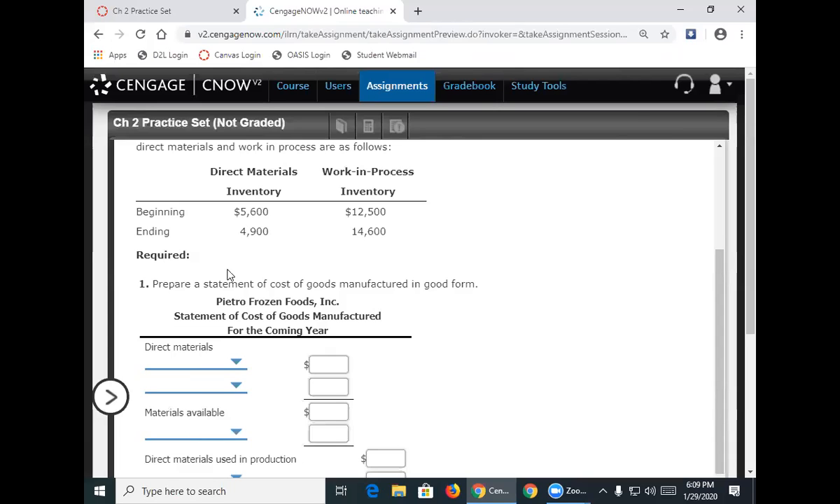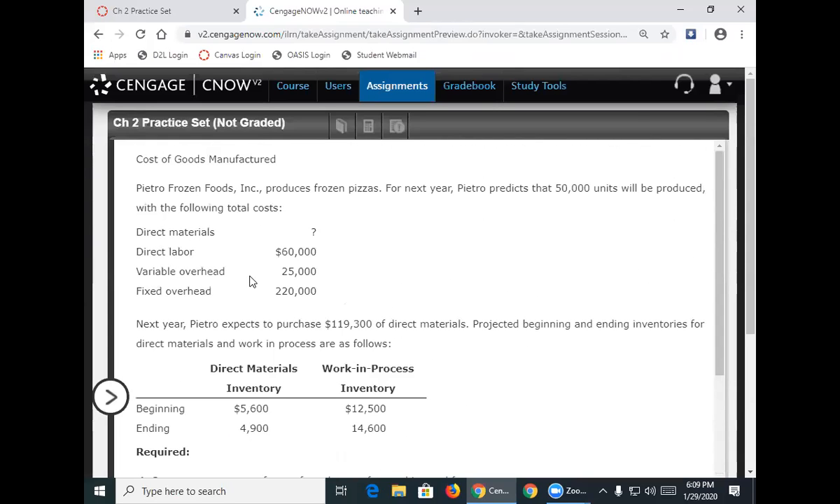So I like to put in the knowns. So what did they tell me? They told me we expect to purchase $119,300 of materials in the period. Well, those purchases get debited to materials. These accounts are both inventory accounts, so they increase on the asset side. They're assets. They increase on the debit side. So we have purchases. Purchases are $119,300.